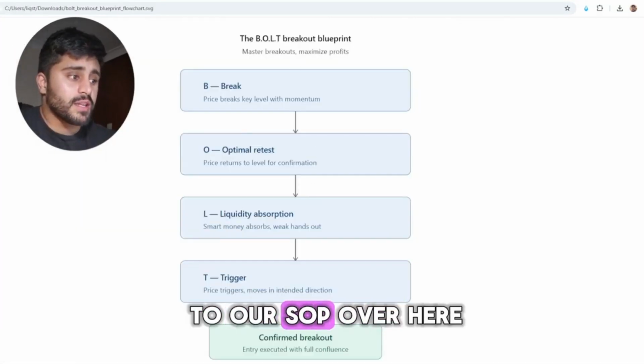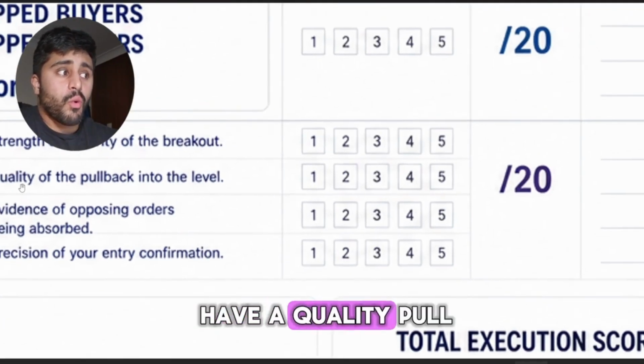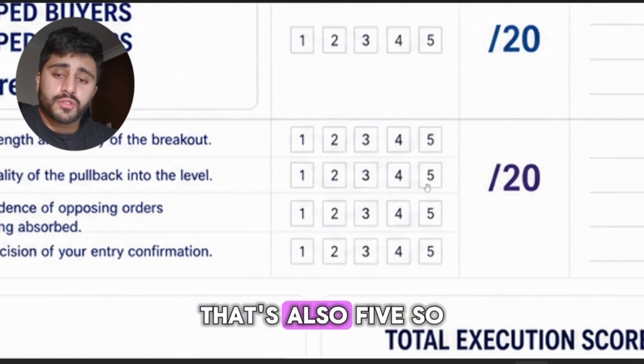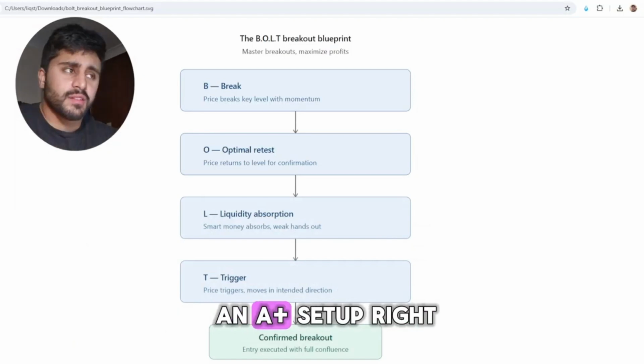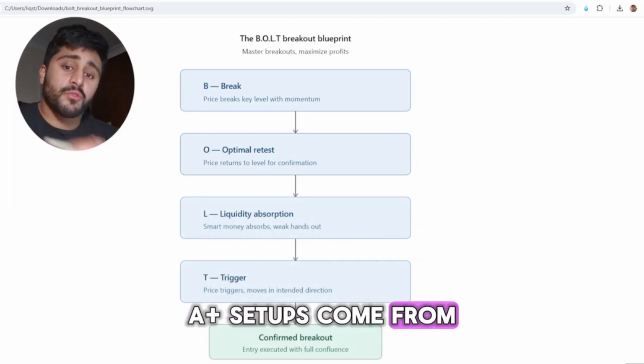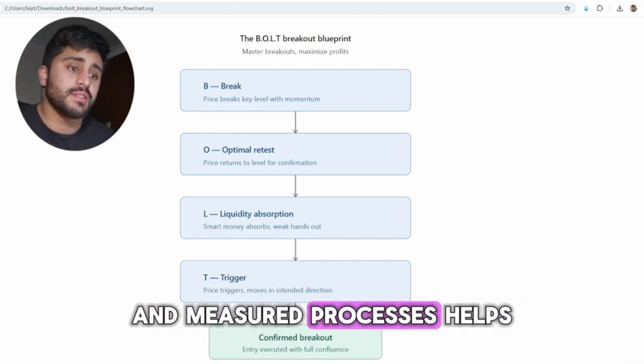So if we go to our SOP over here, what you'll see is we had a break line, which was 5. We have a quality pullback into the level that's also 5. So right now we're 5 and 5, which is pretty good. This is why it's an A+ setup, right? A+ setups come from good processes. Good processes can be measured, and measured processes help you get results.